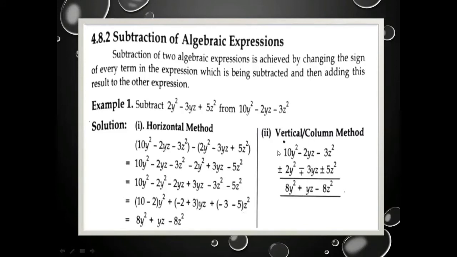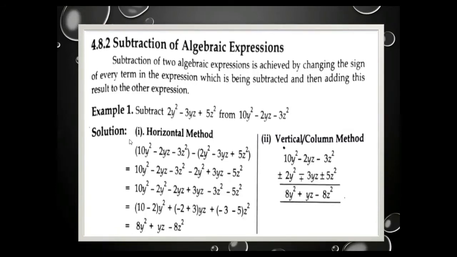Now in the first column, 10y square and minus 2y square. So we say plus minus is minus, 10 minus 2 answer is 8, 10 is greater, put here plus sign. So we say plus 8y square is the answer. From the second column, minus plus is minus, 3 minus 2 answer is 1, 3 having greater plus signs.